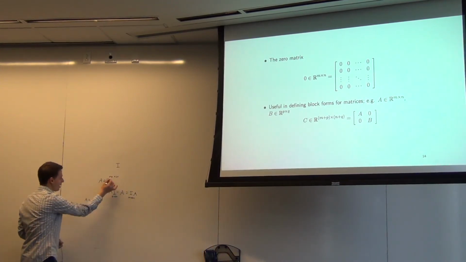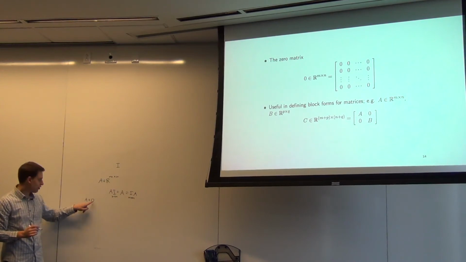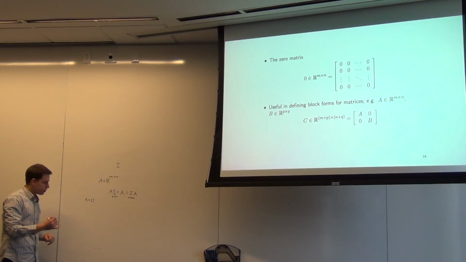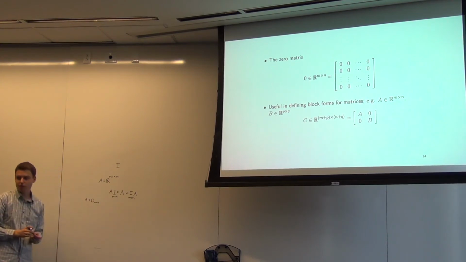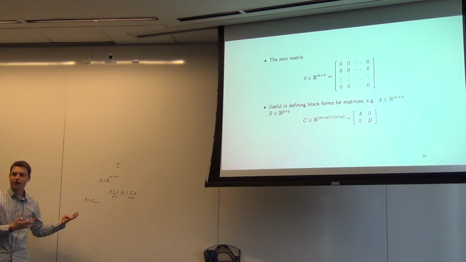So say A was m by n here. So for this to make sense, 0 here has to also be m by n. So you could say something like 0. You might see this sometimes, 0 with subscript m by n. Some people write that. Same with I.